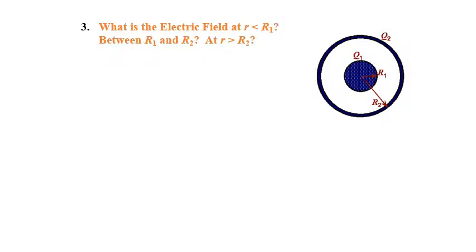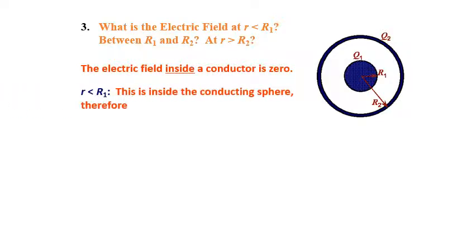Now the next question is, what is the electric field at small r when r is less than R1? Less than R1 means inside the inner sphere, and between R1 and R2 means outside the sphere and inside the spherical shell. So this can be calculated. We know that the electric field inside a conductor is always zero. We have analyzed this in the previous slides. So whenever you are inside the sphere, even a conducting sphere, this will be zero. So this is your first answer.